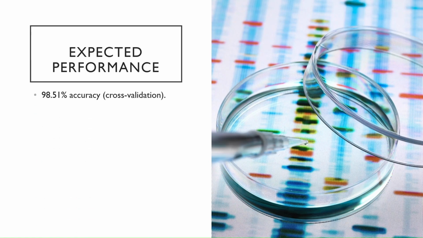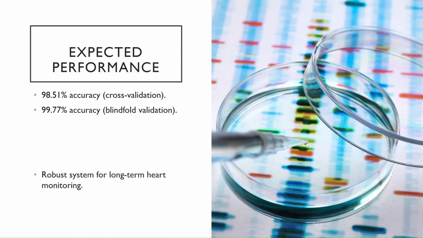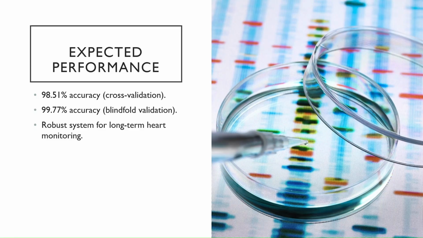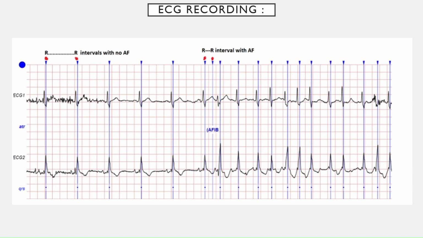So the expected performance were 98.51% accuracy across cross-validation and 99.77% across blindfold validation. It's a robust system for long-term heart monitoring, and it was the first to use deep learning for atrial fibrillation detection. Here's an image that shows the ECG signal where we have the normal heart rate and where we have atrial fibrillation. And we can see the signal has slightly changed, and we have closer gaps.